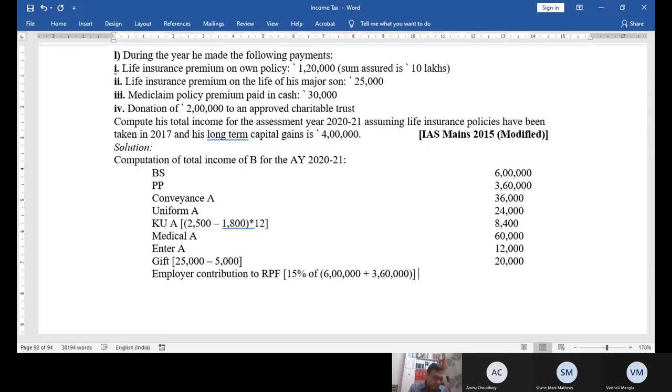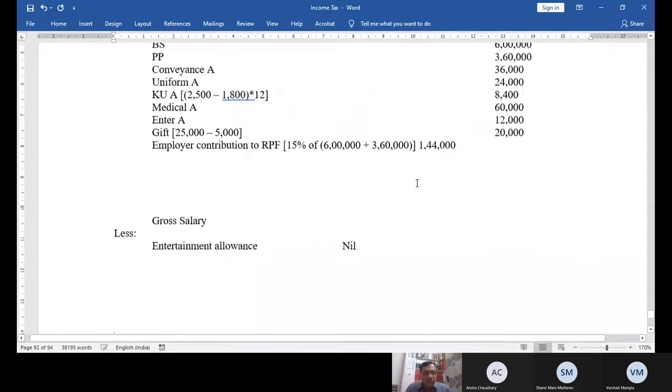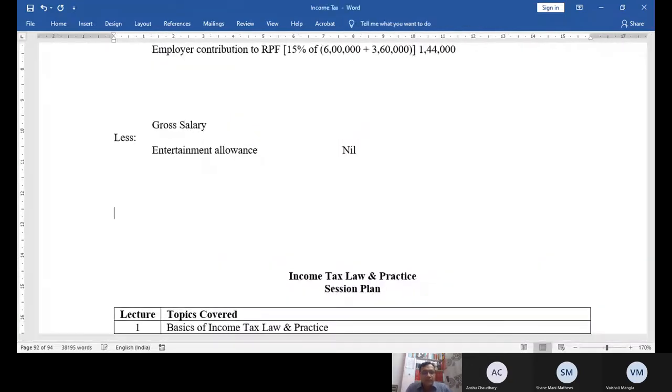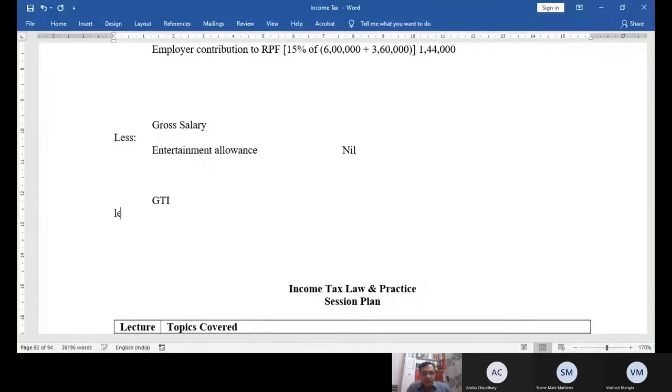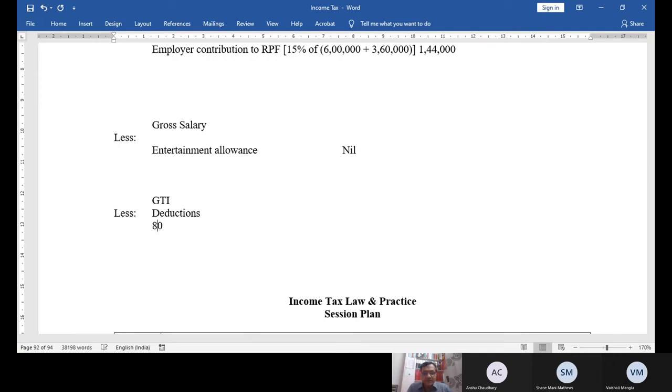How much is the employer contribution? 144. How much is the employee's contribution? 144. But for the employee's contribution, when I compute gross total income, I will deduct deductions. Which section? 80C for the employee's contribution, RPF. I will give this deduction of 1,44,000.